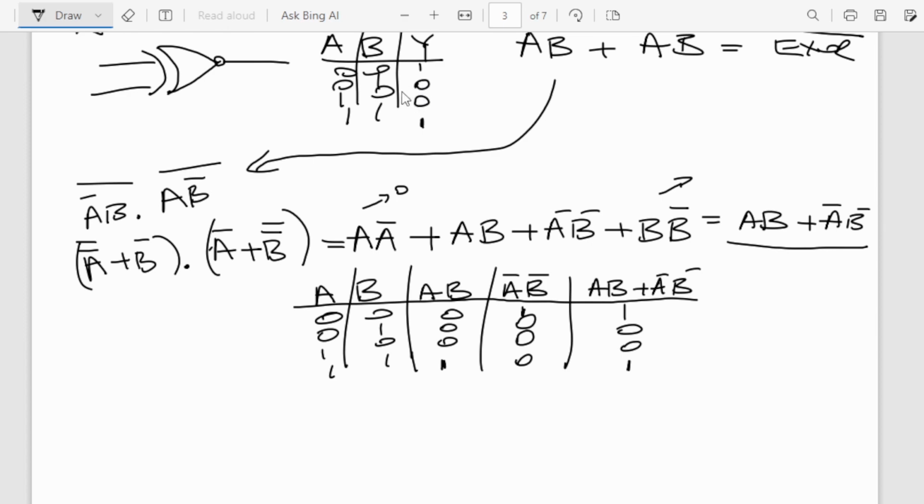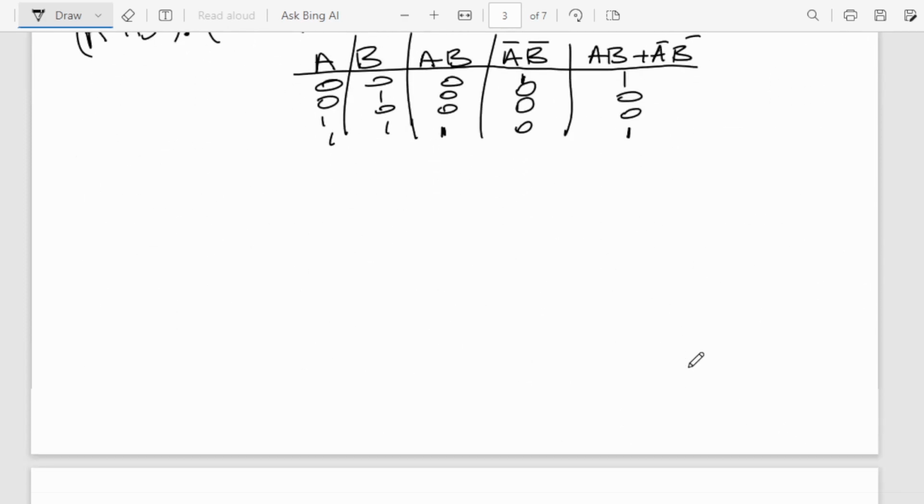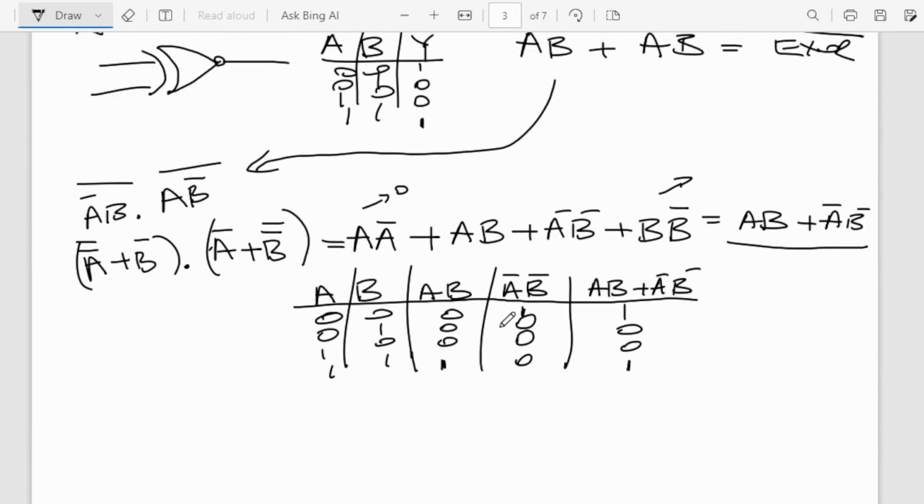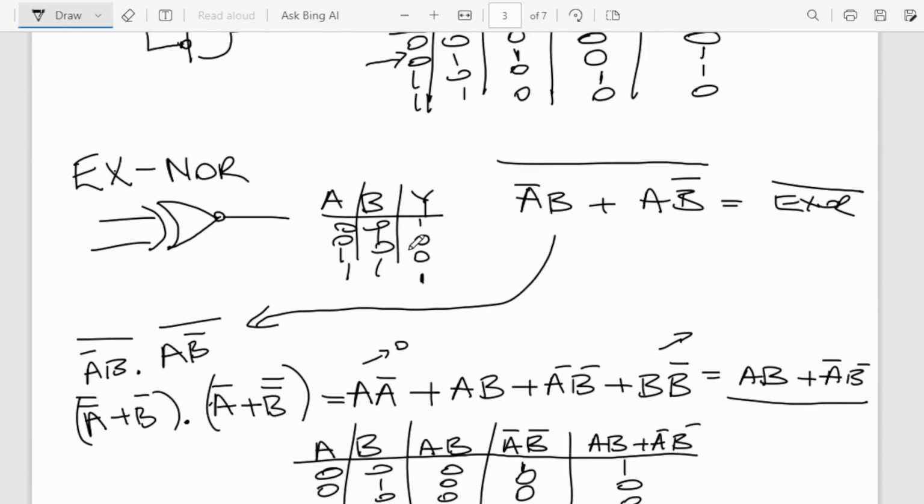for our exclusive NOR gate. And so they are the same. They are equivalent. Now this NOR gate, you can see, is used a lot of times as a comparator, because it can compare two inputs. When the inputs are the same, it's going to have a high output.